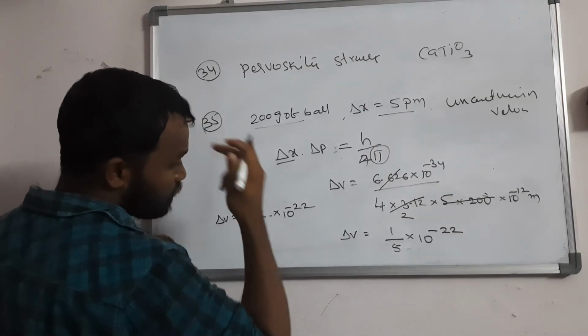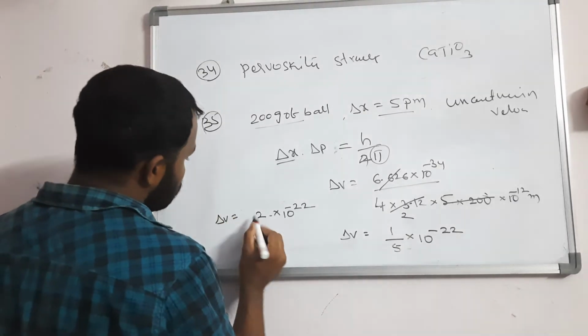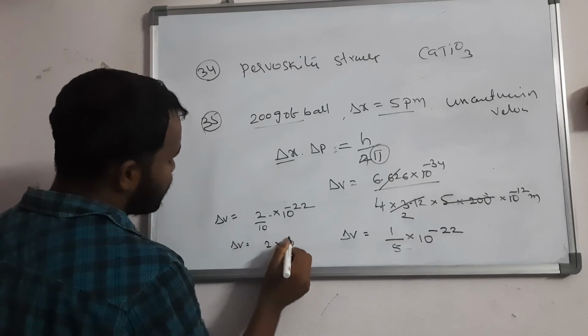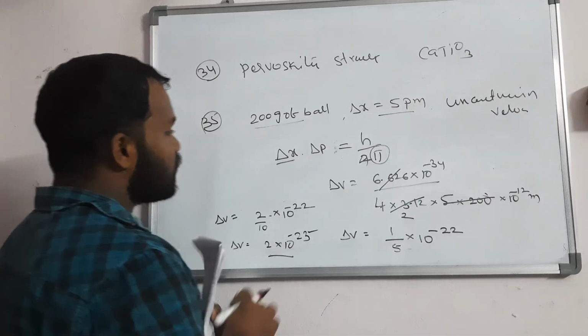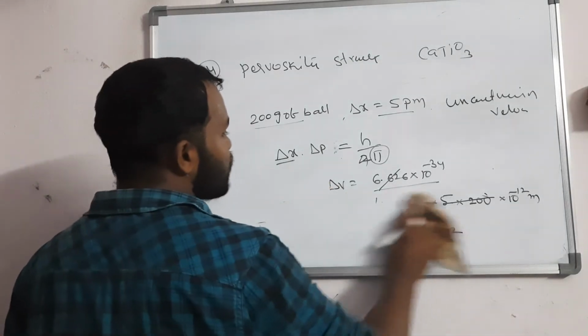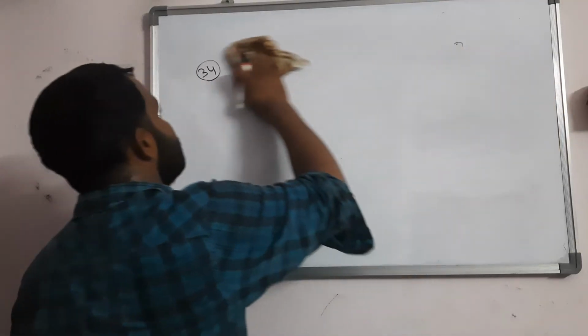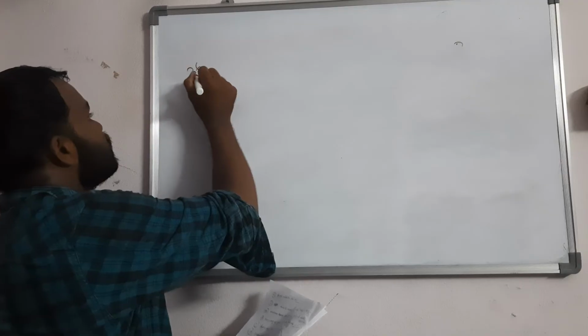This is nothing but 1 by 0.1. 0.2 is nothing but 2 by 10. So this 10 comes here. Delta v is equal to 2 into 10 power minus 23 is the answer. Something they given, but the model is like this only. They asked the uncertainty in the velocity. Question number 36.